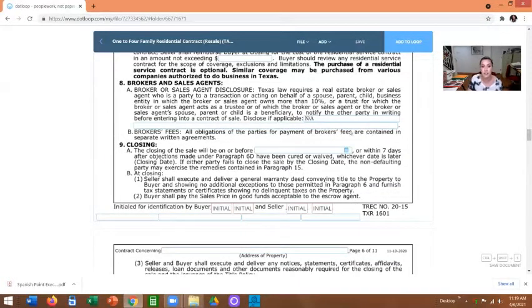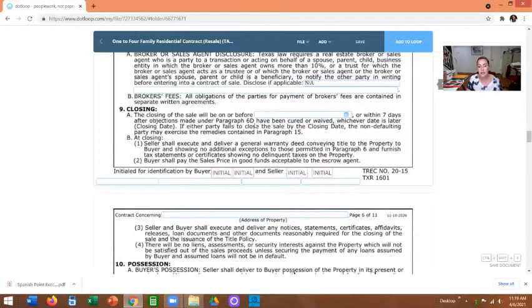Now, this says that if anybody involved in the real estate transaction is actually a licensed realtor or a licensed agent, we have to disclose. And any kind of commissions paid to the realtors are in a separate agreement. This says that closing will happen on or before this date. If everybody agrees to close sooner, then that's fine.